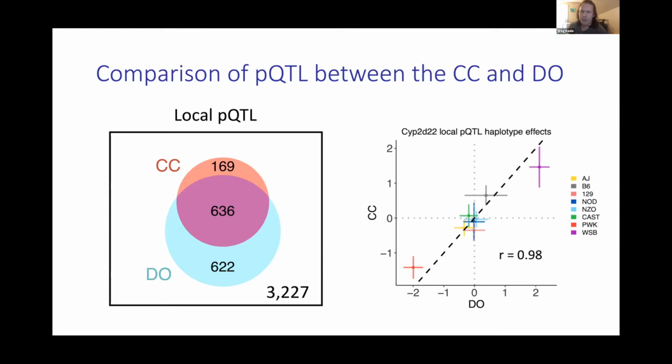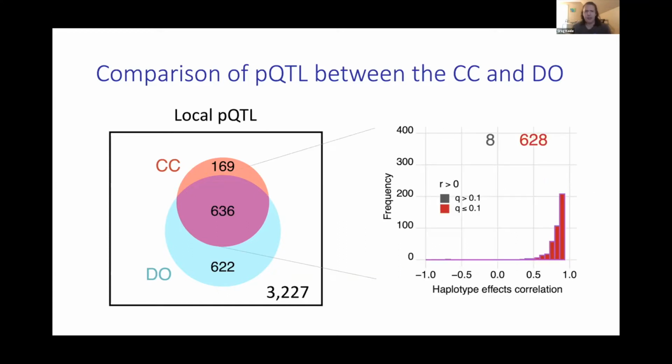We went about this by looking at the founder haplotype effects at the pQTL. Here's an example for the gene Cyp2d22, which has a pQTL, with the CC on the y-axis and the DO on the x-axis. Animals that have a WSB allele have very high levels of this protein, and animals that have a PWK allele have very low levels. You can see that the effects are very consistent. As a summary, I took the correlation coefficient, and it's almost 1.